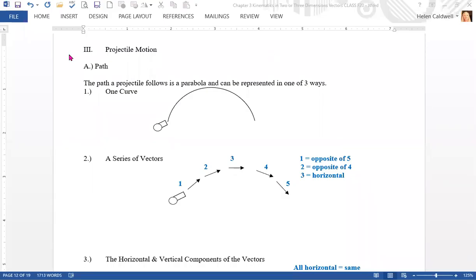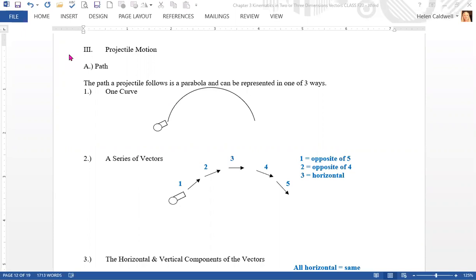Good morning. We are continuing with chapter 3. It was on kinematics in 2 and 3 directions. So we started out with vectors, and we've learned how to resolve them into components and bring them back together. And now let's see why we care. Where would we possibly use these things?